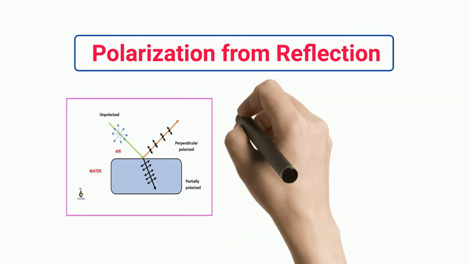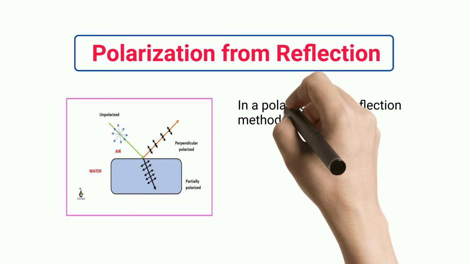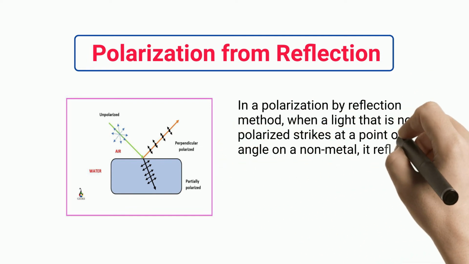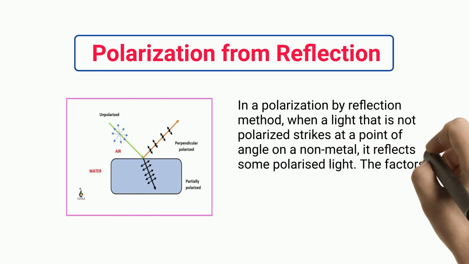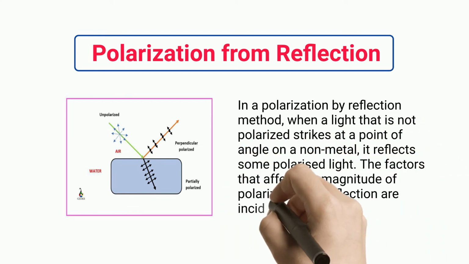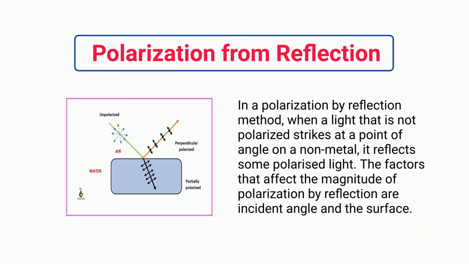Polarization from reflection. In the polarization by reflection method, when light that is not polarized strikes at an angle on a nonmetal, it reflects some polarized light. The factors that affect the magnitude of polarization by reflection are the incident angle and the surface.